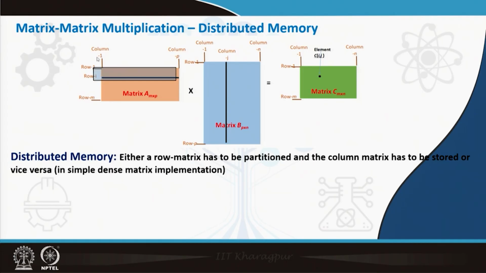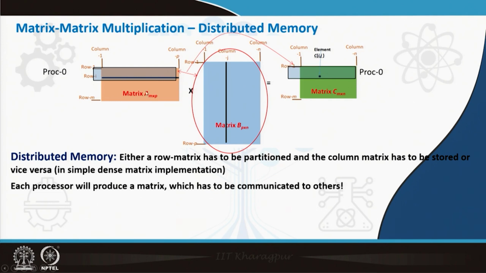In the row form, the left matrix is partitioned, and a part of that is given to one processor. It operates on the entire column matrix and we get a part of the right hand side matrix. So, the right hand side matrix has to be stored in all the computers. Processor 0 will do that, and the next processor will get another part of the matrix and do the same. Each processor will produce a matrix, and finally you need to communicate a large amount of data, which is not a scalar or a few elements of a vector, but a small matrix.